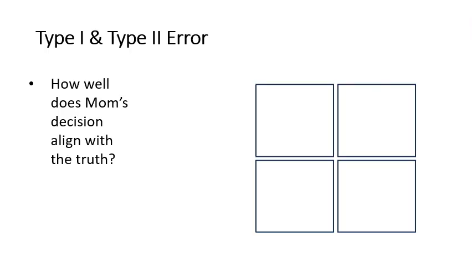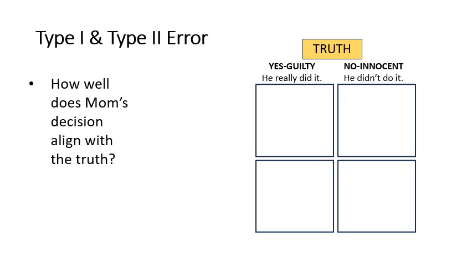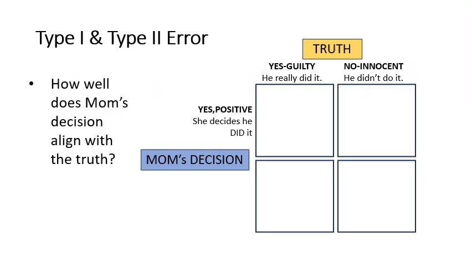So in this case, how well does mom's decision align with the truth, with what actually happened? And so we know there's a truth out there. Either the boy broke the window, yes, he really did it, or he didn't break the window, he's innocent, he didn't do it. We don't know. We will never know. Let's assume that. And then mom has to make a decision. She has to decide, yes, positive, he did it, or she has to decide, nope, negative, he didn't do it.